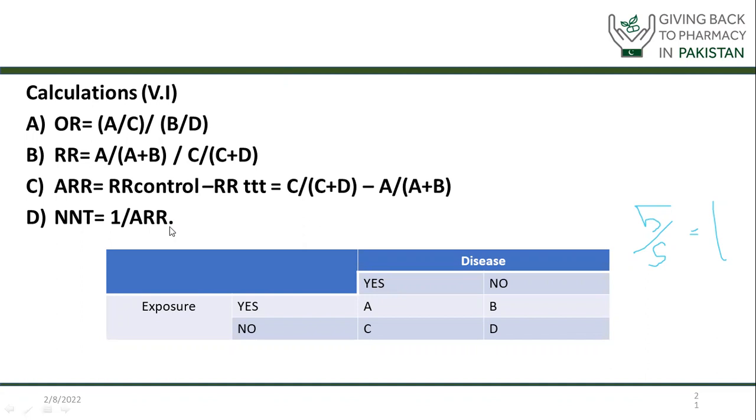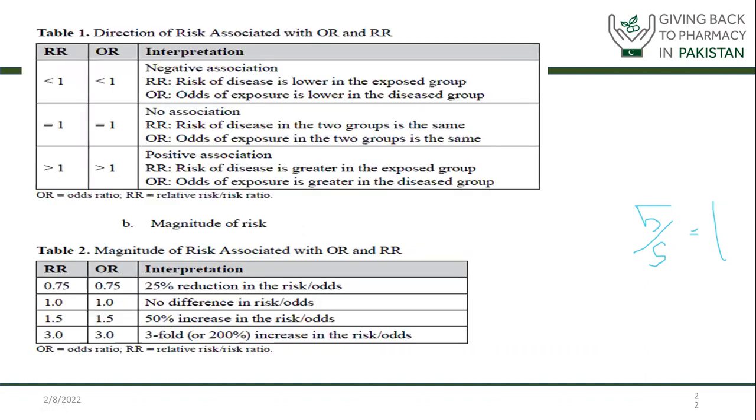The absolute risk reduction is used to calculate the number needed to treat. How is number needed to treat defined? We will discuss it later. Now we will talk about the values and magnitudes.